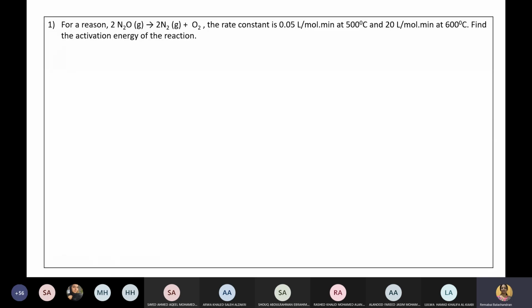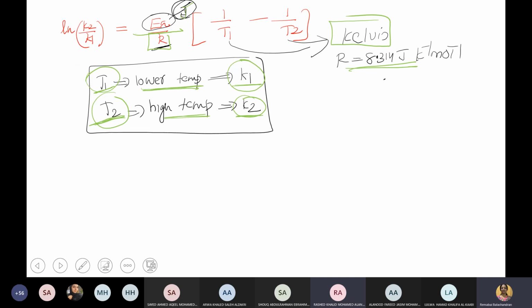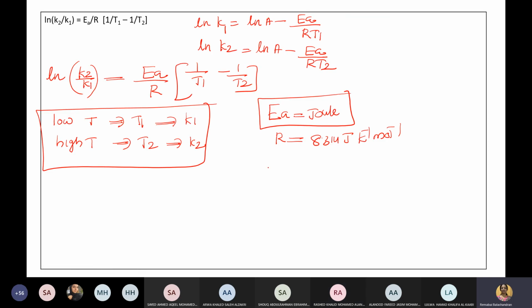Now, there's a question. For a reaction, the rate constant is so and so at 500 degrees Celsius and so and so at 600 degrees Celsius. Find activation energy. So first of all, which one will you take as T1? 500 Celsius. I forgot to tell another very important thing. T1 and T2 must be in Kelvin.